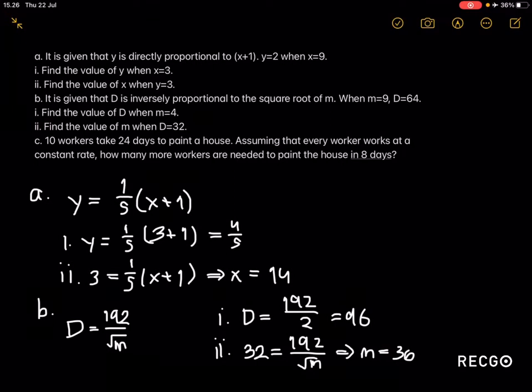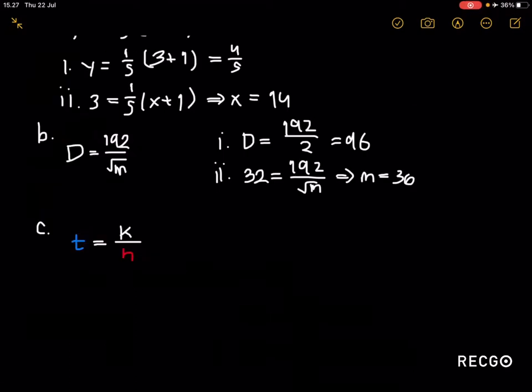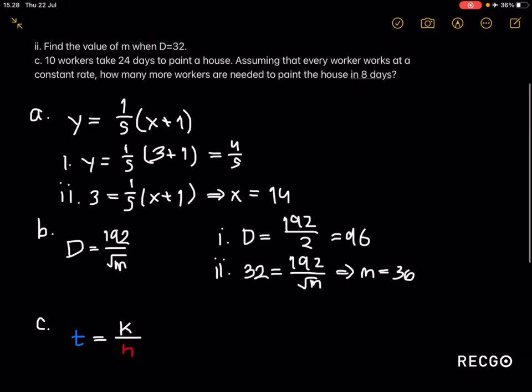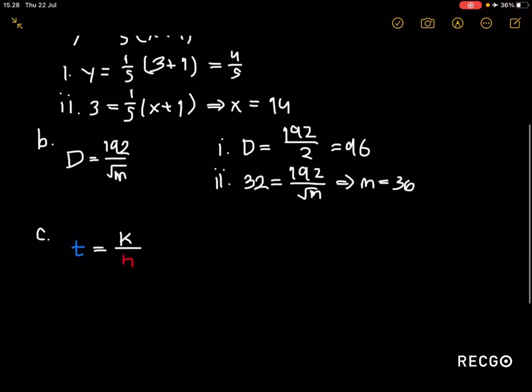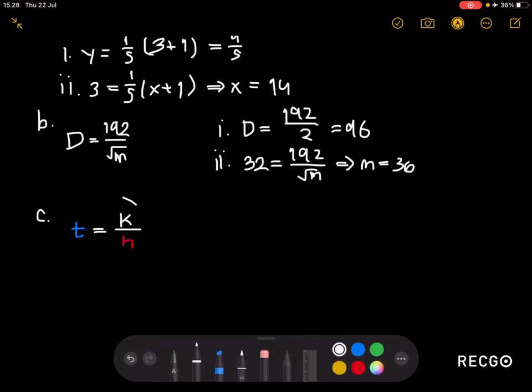Now for part C, we know that 10 workers take 24 days to paint a house. Assuming that every worker works at a constant rate, how many more workers are needed to paint the house in 8 days? We can take advantage that the time needed to complete a certain project is inversely proportional to the number of workers working on that project. Here it is described by this equation right here.